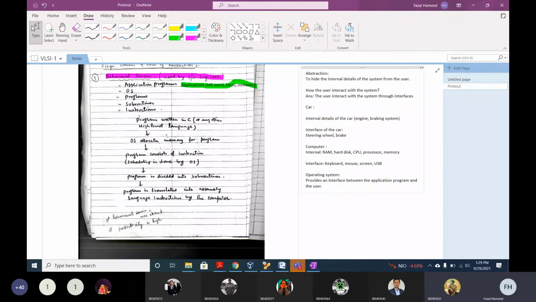But if you look at the program itself, what does the program consist of? We have studied in assembly language that the program is divided into subroutines. Am I right or not? Yes, sir. And these subroutines consist of assembly level instructions. Am I right or not? Yes, sir.